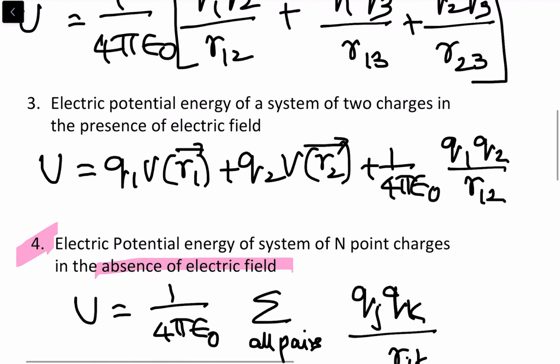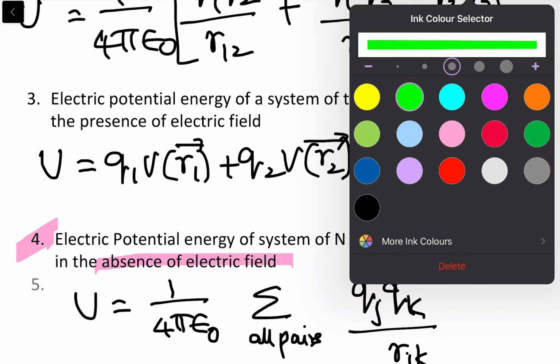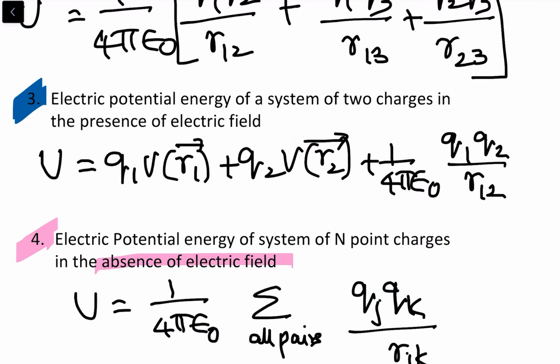Now I want to show you some formulas related to the presence of electric field. This third formula, which I am showing in blue color, is the electric potential energy of a system of two charges in the presence of electric field: q1 V of r1 bar plus q2 V of r2 bar plus 1 by 4 pi epsilon naught q1 q2 by r12. This is in the presence of electric field.